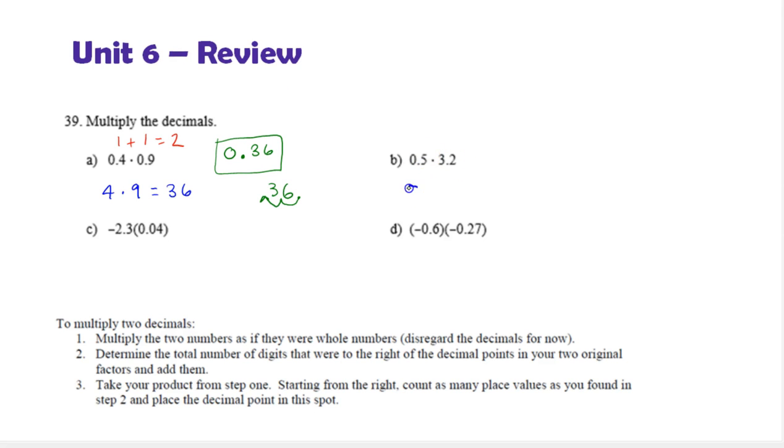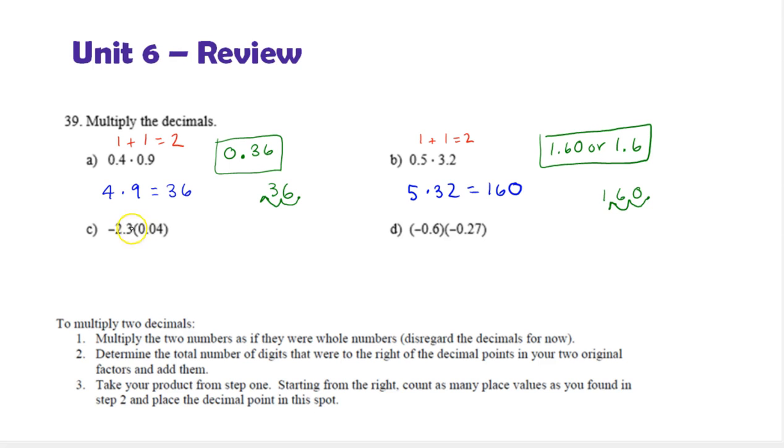Ignoring the decimals, we have 5 times 32, which is 160. You can do that by hand or on the calculator. Okay. Here we have 1 digit to the right of the decimal. Here we also have 1 digit to the right of the decimal, totaling 2 digits that we need to move. So I'm going to put 160 over here. Starting all the way to the right, I'm going to move 2 places to the left. So the decimal lies between the 1 and the 6. So we have 1.60 or just 1.6. Let's look at the next one.